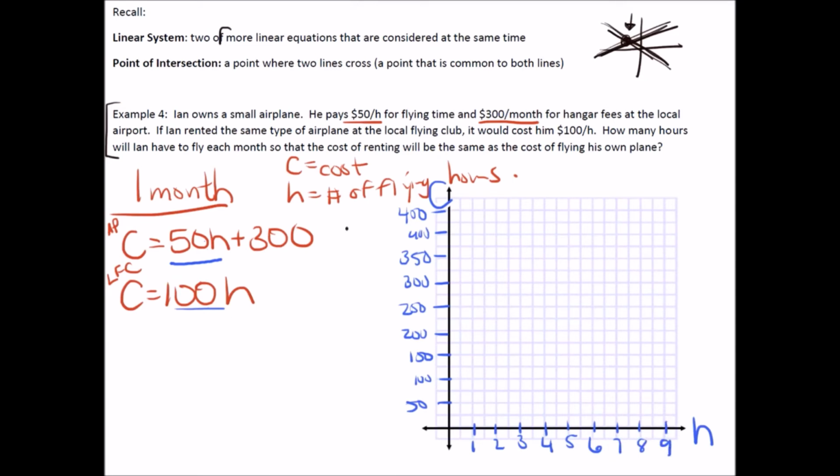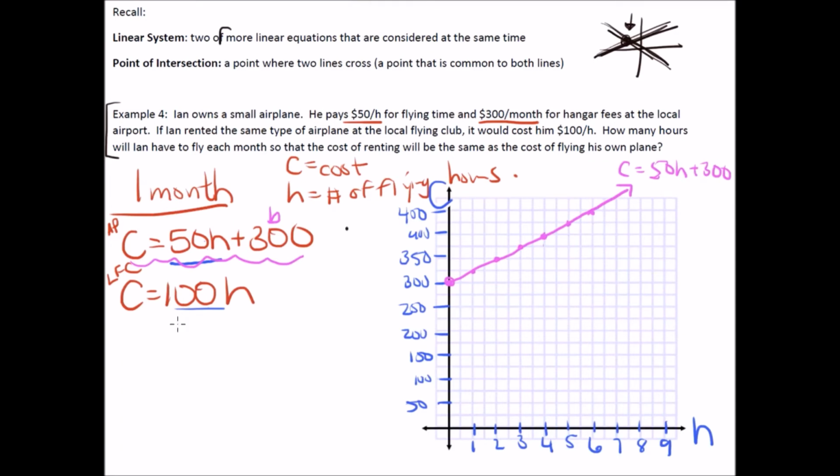So the first one's going to be in purple. The y-intercept, the B, is 300. So let's start at 300. And then every hour it's $50. So go over 1 and up $50. Over 1, up 50, over 1, up 50, over 1, up 50, over 1. And I would just keep plotting this until you are confident that you have the straight line. And always name your line with the equation.